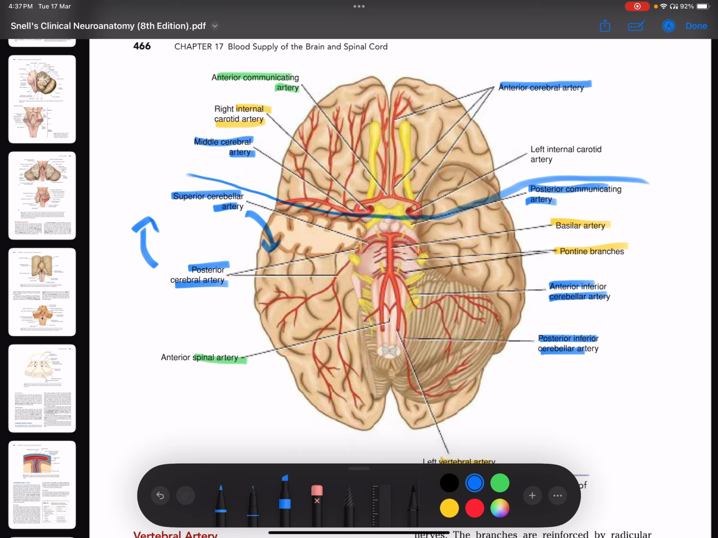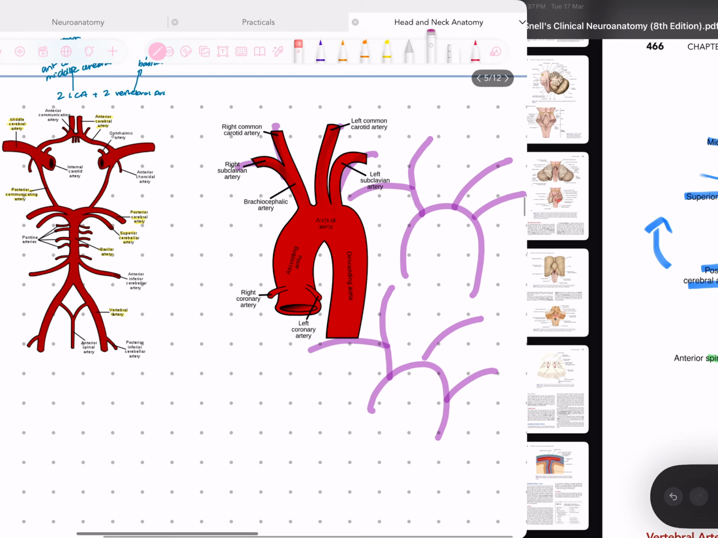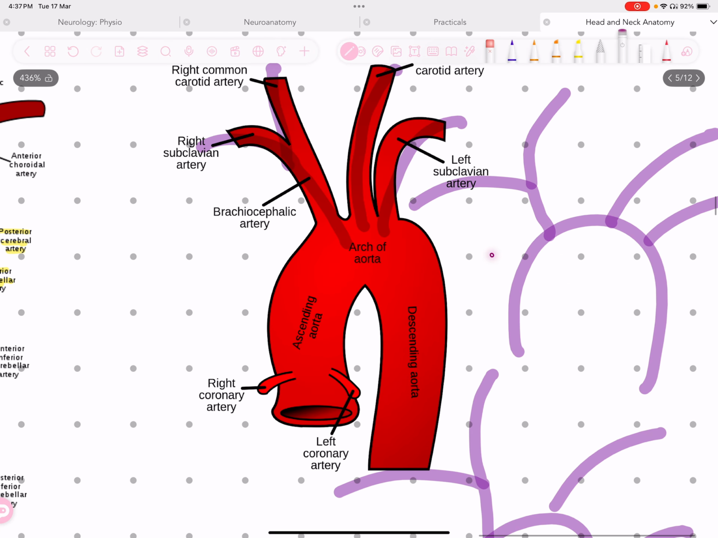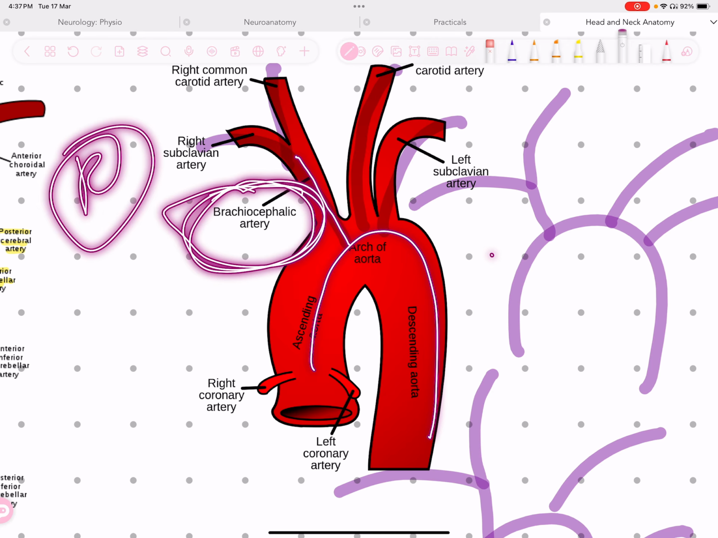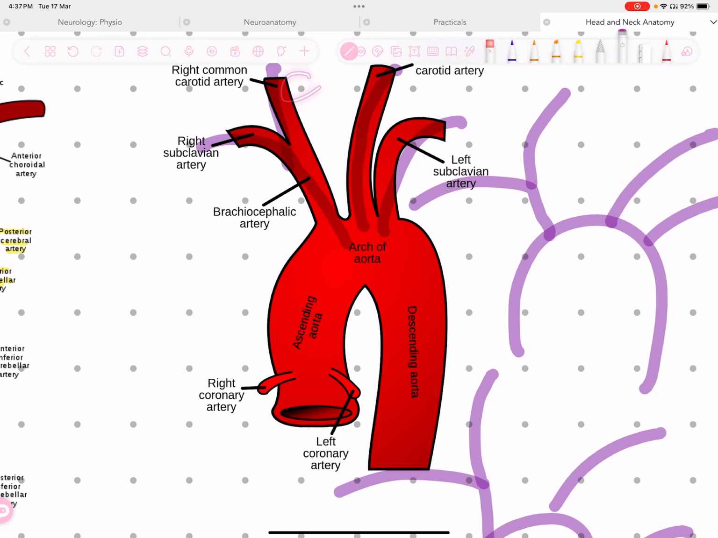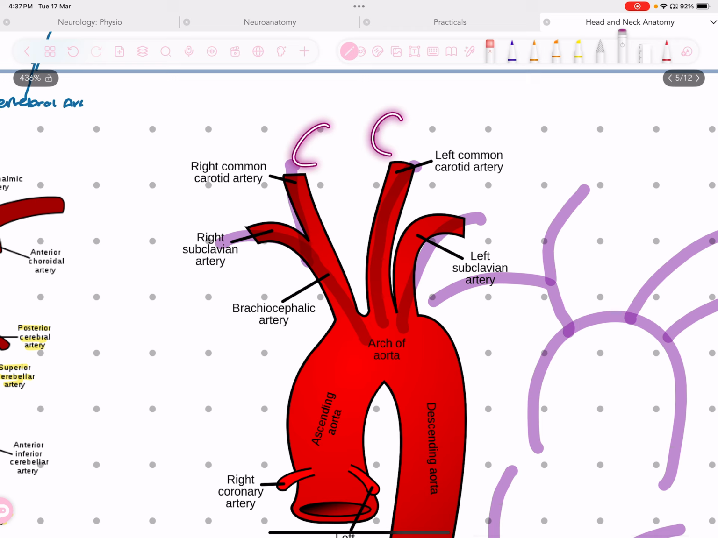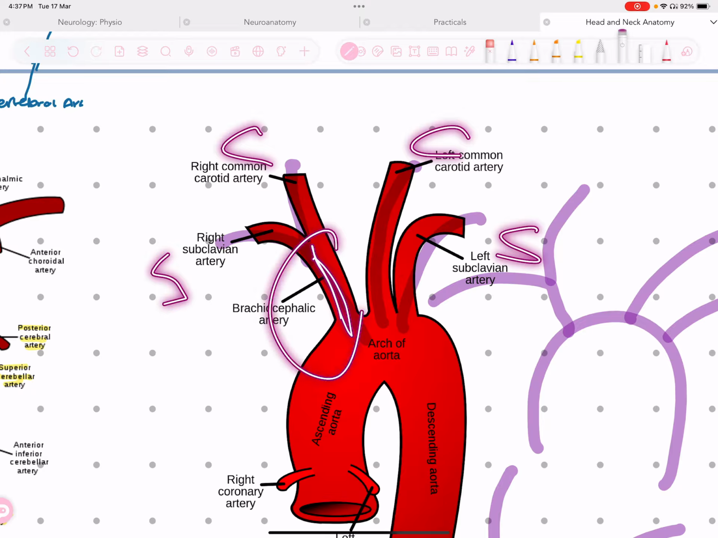Now, the internal carotid artery is a branch of your common carotid artery. If you can recall, this is the arch of aorta. It gives off the brachiocephalic artery, which is on the right side, right? So this is the brachiocephalic artery, and then it gives off the right subclavian artery and the right common carotid artery. So common carotid is in the middle. Then you have the left common carotid artery and the left subclavian. So SC, SC, that's how you can remember. And this is brachiocephalic on the right side.